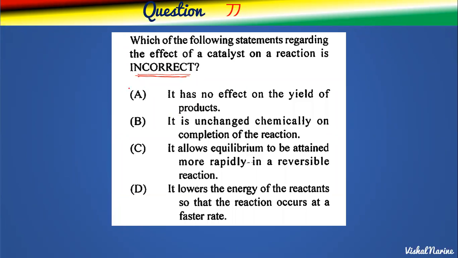So the answer there is A. It has no effect on the yield of the products, right? The yield has to do with the amount or concentration of the reactants, the amount, the mass and the concentration. So the catalyst will not have an effect on the yield. The others are actually true if you read them through. B, C, and D are true for catalysts.